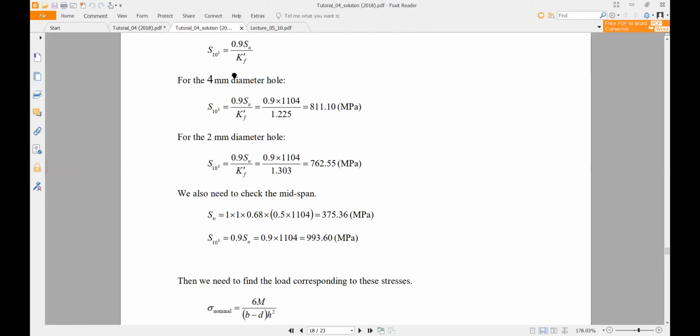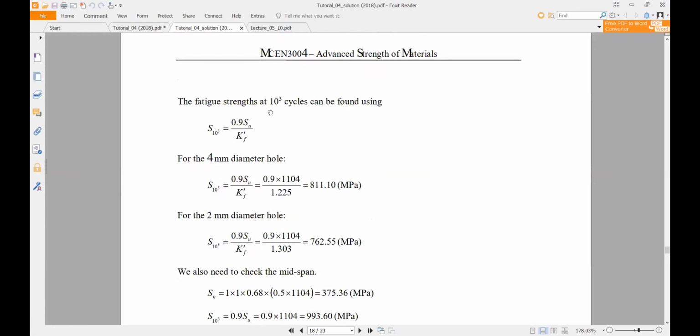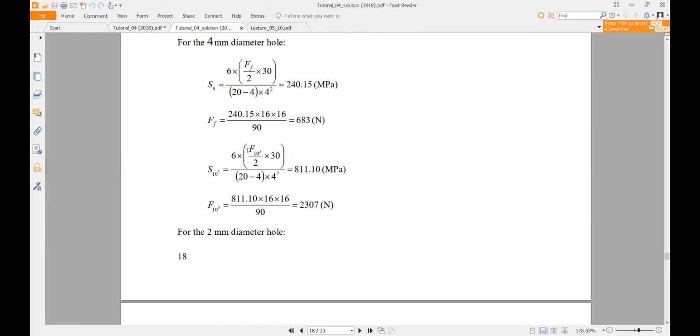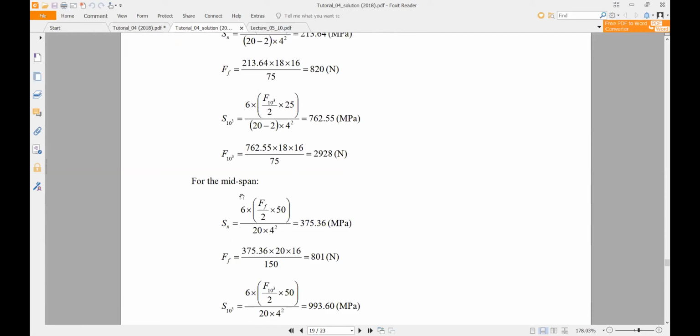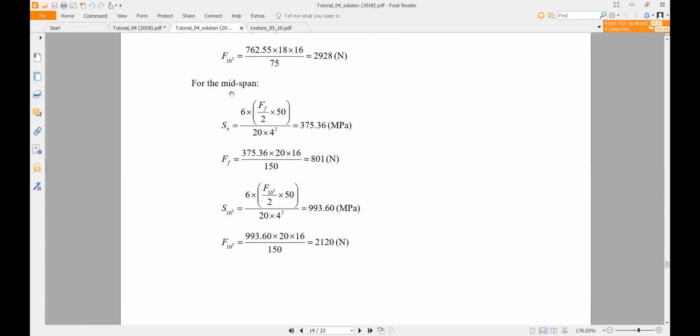For the 10 to the power 6 cycle strength value, this is the 2 millimeter hole, and the 10 to the power 3 cycle 4 millimeter hole strength is in here. So you can calculate the 10 to the power 3 cycle load value likewise. And mid-span means the loading point. The load is applied at the mid-span. So you can calculate the 10 to the power 6 cycle loading value and the 10 to the power 3 cycle loading value.